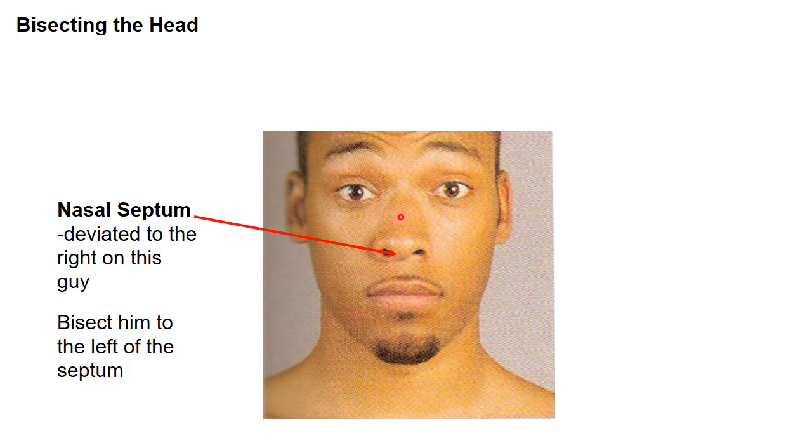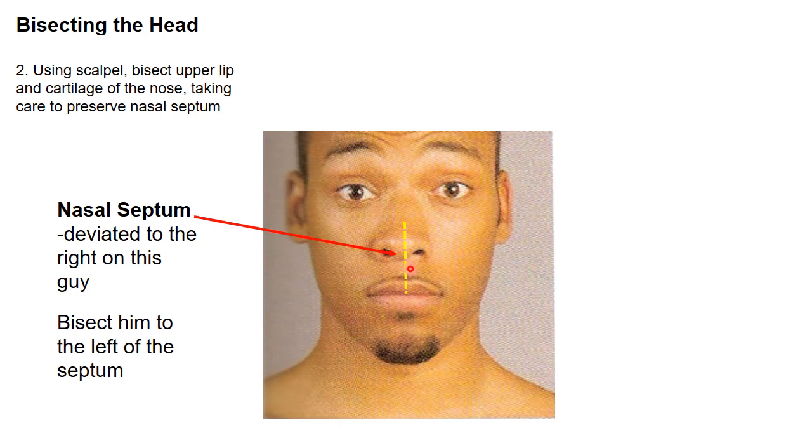Okay, so we're going to bisect to the left of the nasal septum. So we're just off the midline, a little pinch, just off to the left to try to keep the entire nasal septum intact on this side. Cut through the soft tissues of the nose, which is skin and cartilage. Up here is bone. Okay, that's bone. There's a right and a left nasal bone for the proximal part of the nose.